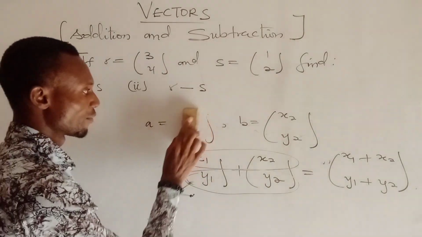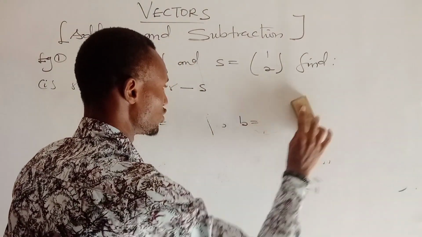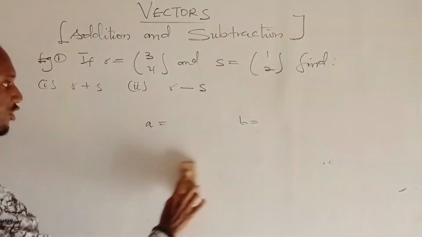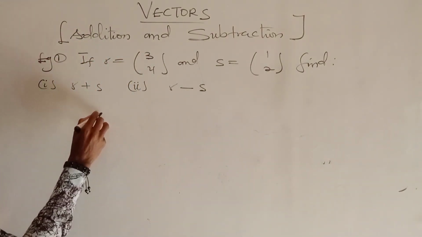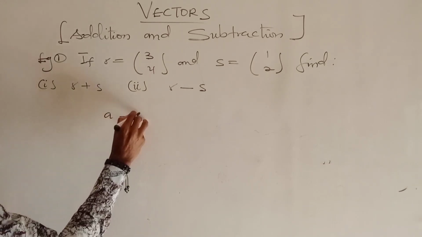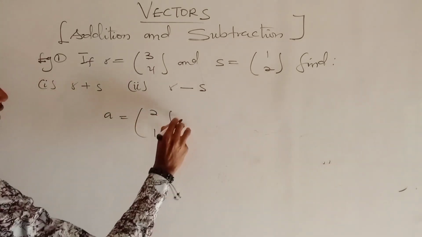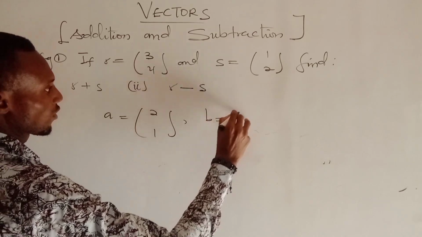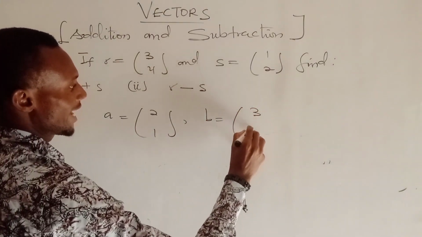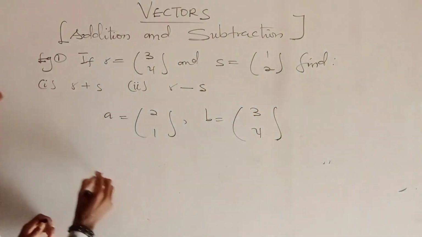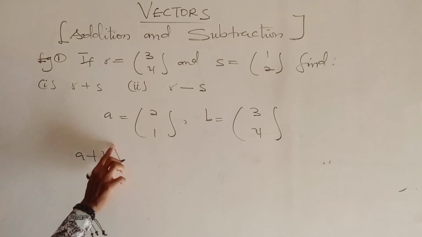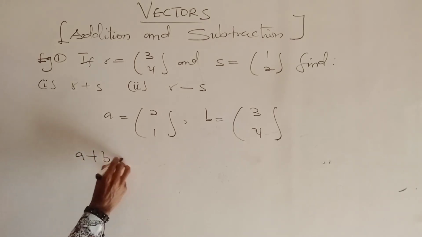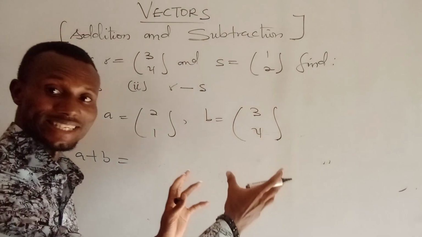So I'm going to use another example to explain it to you so that we can proceed and solve the example that I have on the board. Let's say I have the vector A equals 2, 1, and I have vector B equals, let's say, 3, 4, and I'm being asked to find A plus B. So we are adding the vectors A and B.